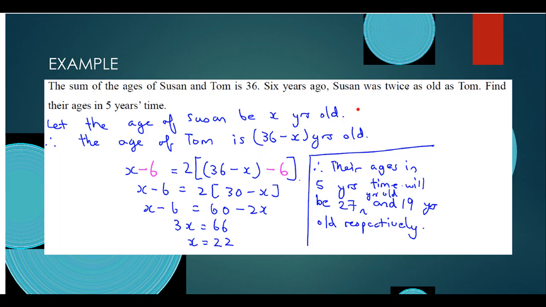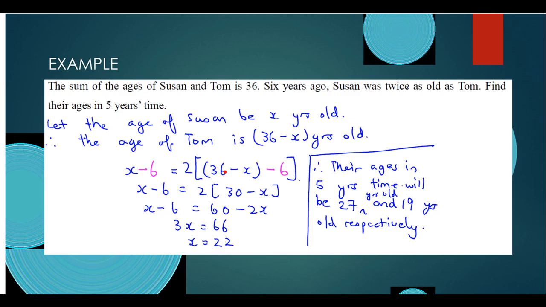Now they say 6 years ago, Susan was twice as old as Tom. So this is Susan's age equals twice Tom's age 6 years ago. So you can see that I formulated the equation. Now I just have to solve this equation, find the value of x, which is the answer to the problem.